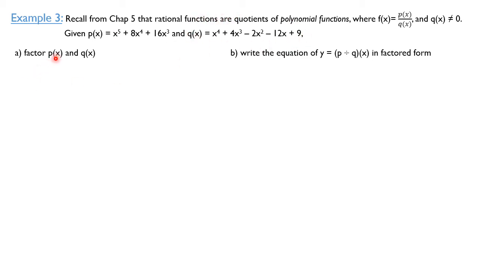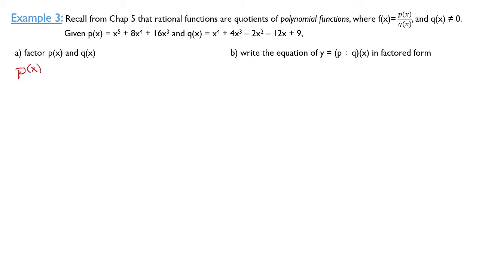First, we're going to factor p at x and we're going to factor q at x. Great review here. Factor p at x and factor q at x. So let's look at p at x first. Well, there is an x in every term, a common factor of x. Let's factor that out. It's not even just an x that we can factor out.